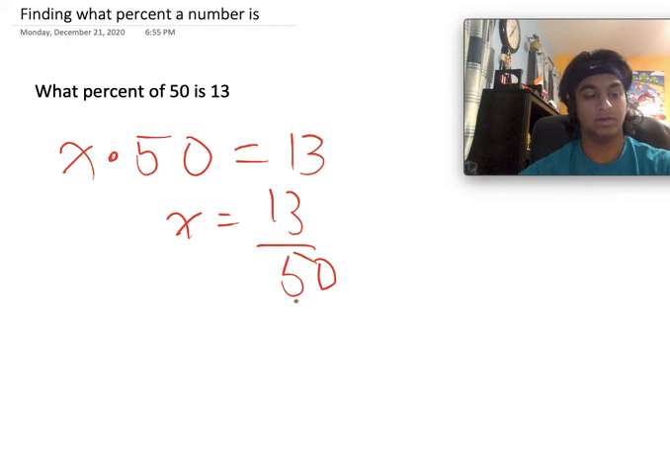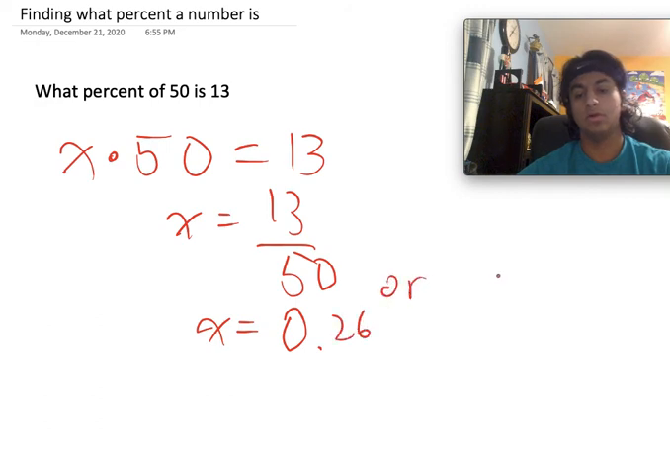So then x would equal 13 over 50. Now if you need it in a decimal, just put that in your calculator and you will get x equals 0.26 or 26%.